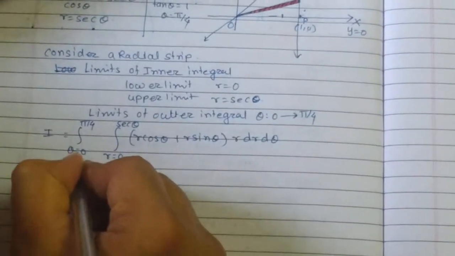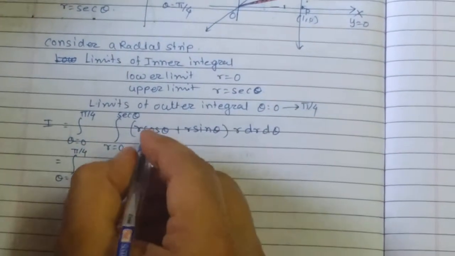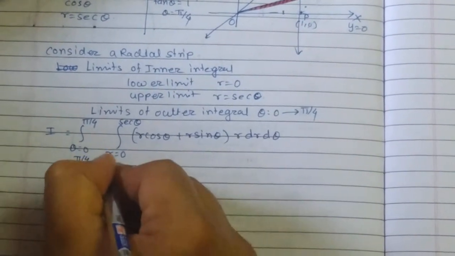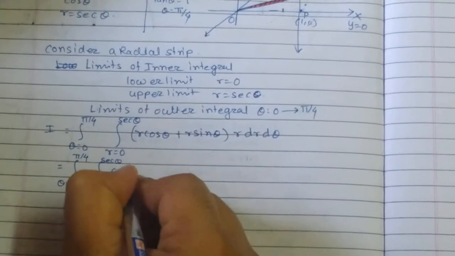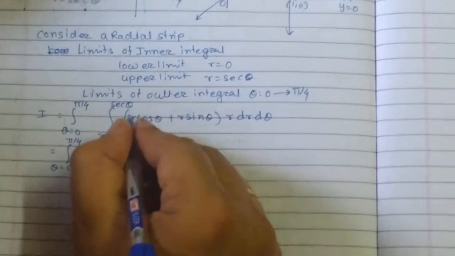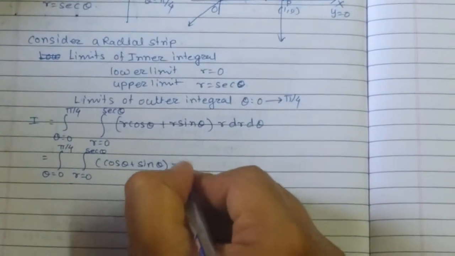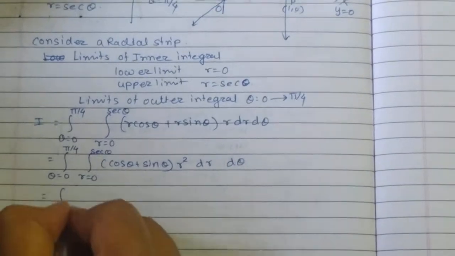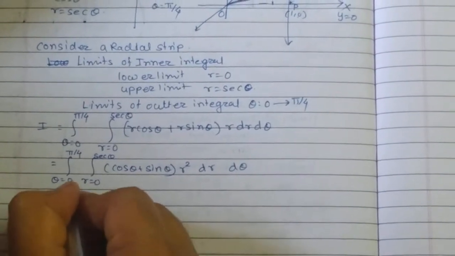Therefore theta is equal to 0 to pi by 4. We can have integration from r is equal to 0 to sec theta of cos theta plus sin theta as it is. This r can be taken as common and multiplied with this, we have r square dr and then d theta. What is the integration of r square?